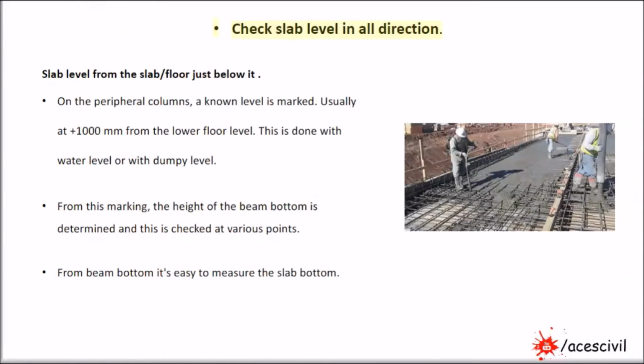Check slab level in all directions. Slab level is taken from the slab floor just below it. On the peripheral columns, a known level is marked, usually at plus 1000 mm from the lower floor level. This is done with a water level or with a dumpy level. From this marking, the height of the beam bottom is determined, and this is checked at various points. From beam bottom it's easy to measure the slab bottom.